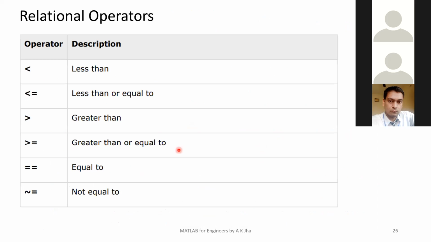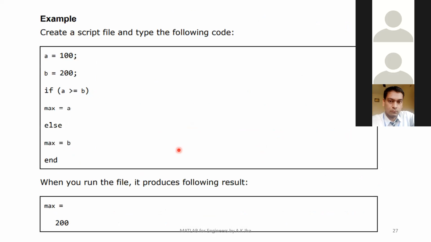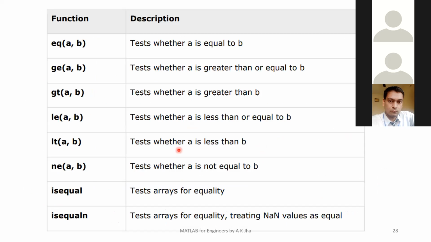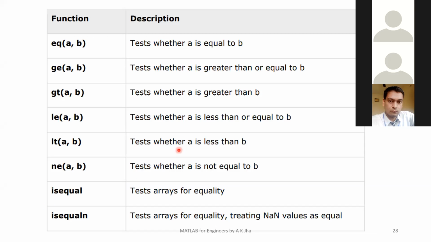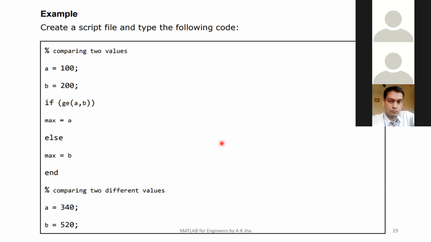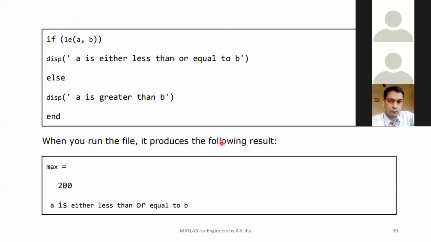For relational operators, you can also use less than, equal to, greater than, equal to, like that, right? You can find the maximum of some values like a or b. Then we can also have a function like GE to test. If you are interested in finding the relation, or you want to know which value is greater than or equal to, there are certain commands, and these are some examples.